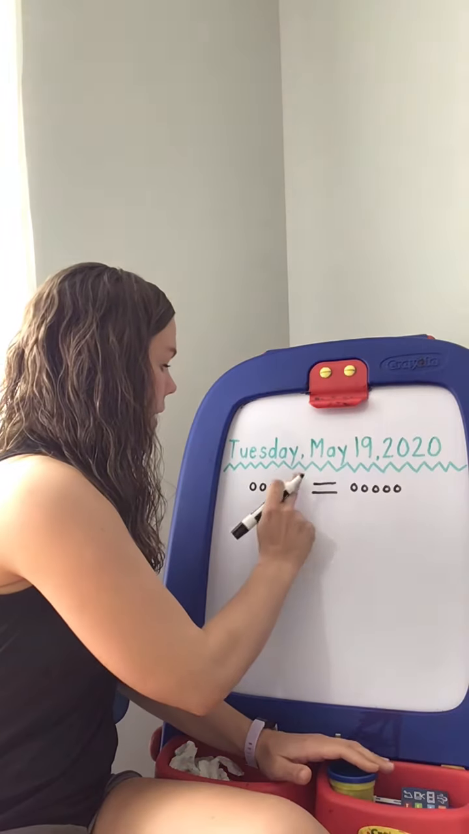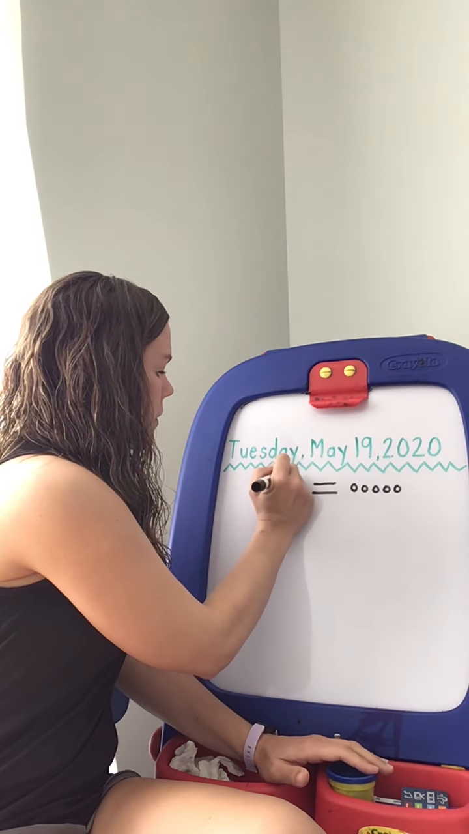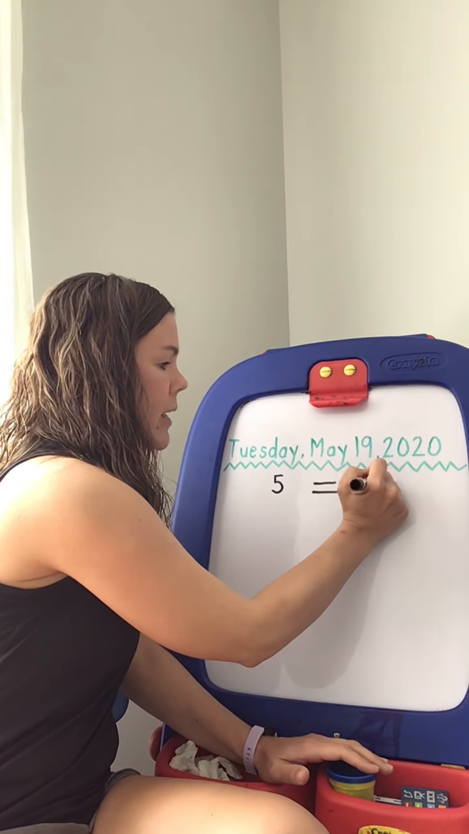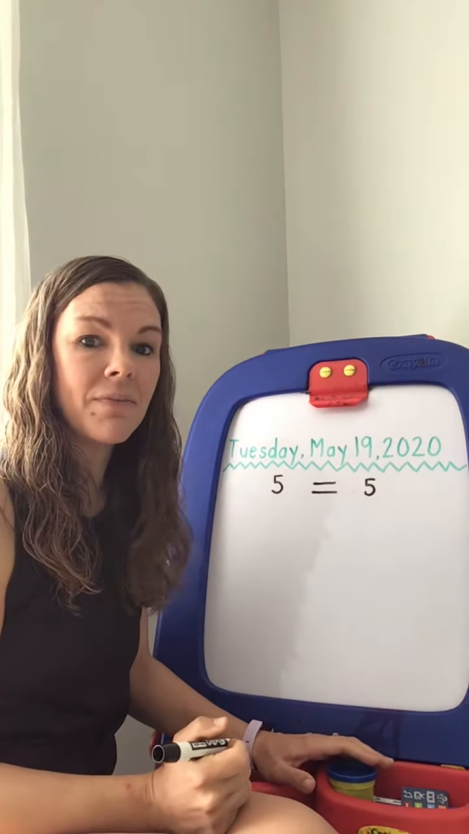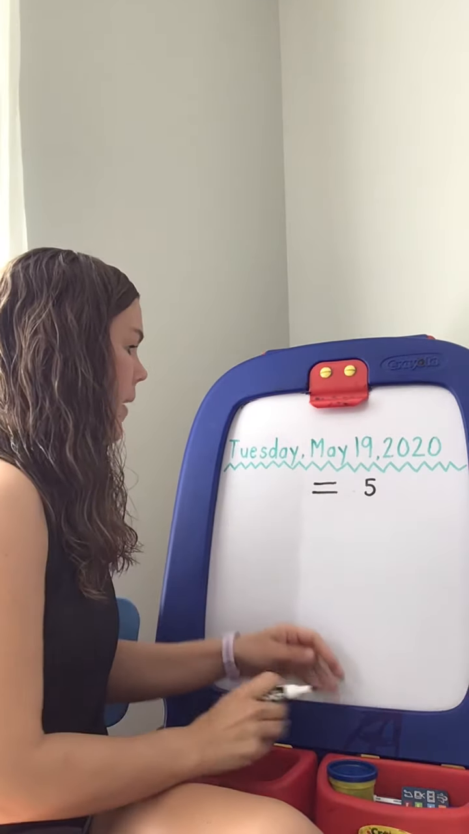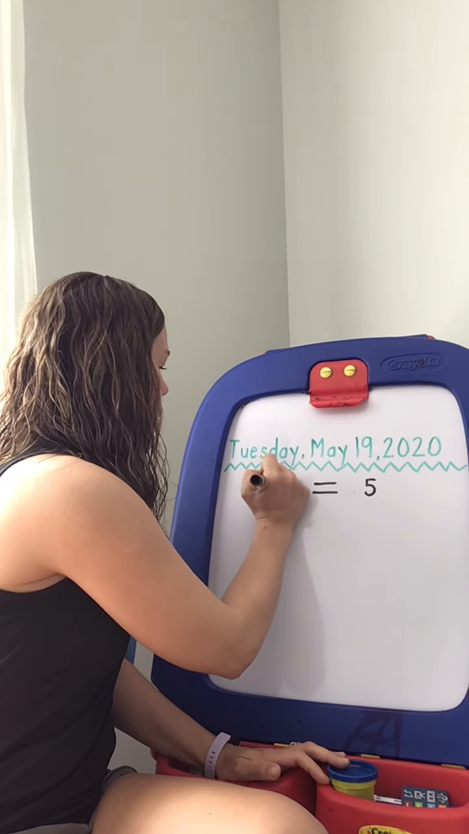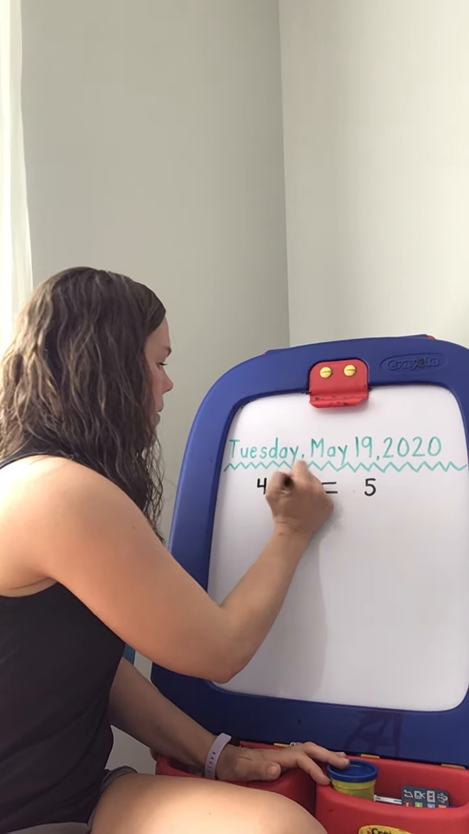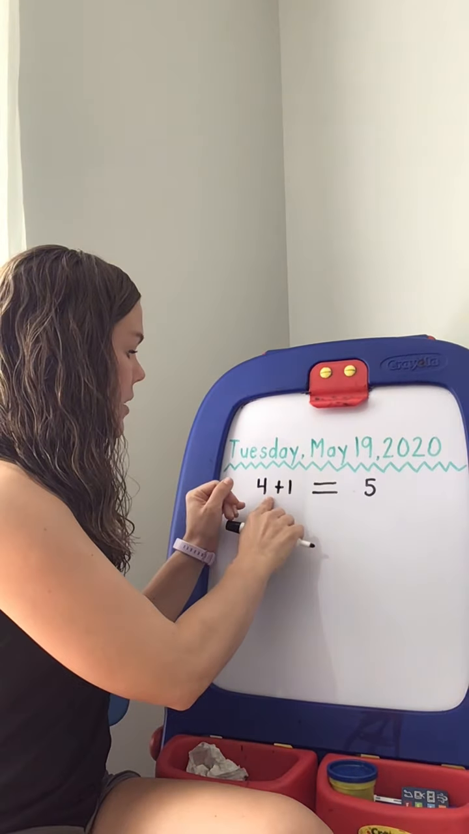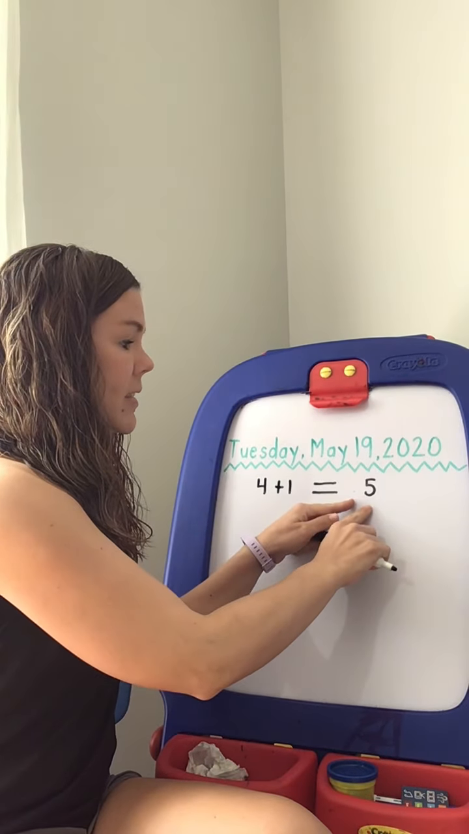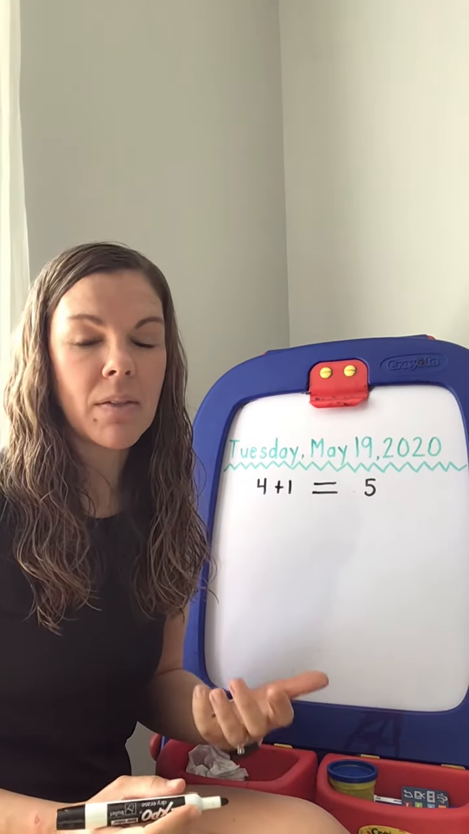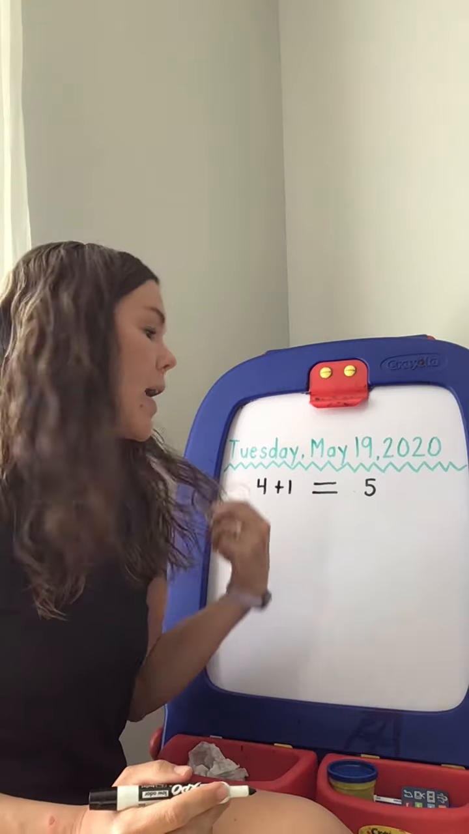Sometimes it can be represented as a picture. Sometimes it might be represented as a number. 5 is the same as or equal to 5. Sometimes it may be represented as an equation. So sometimes it might look like this. 4 plus 1. Well, 4 plus 1 we know is 5. So this is still 5, and it's the same as the 5 over here. It's the same amount. Think about that word amount, okay?